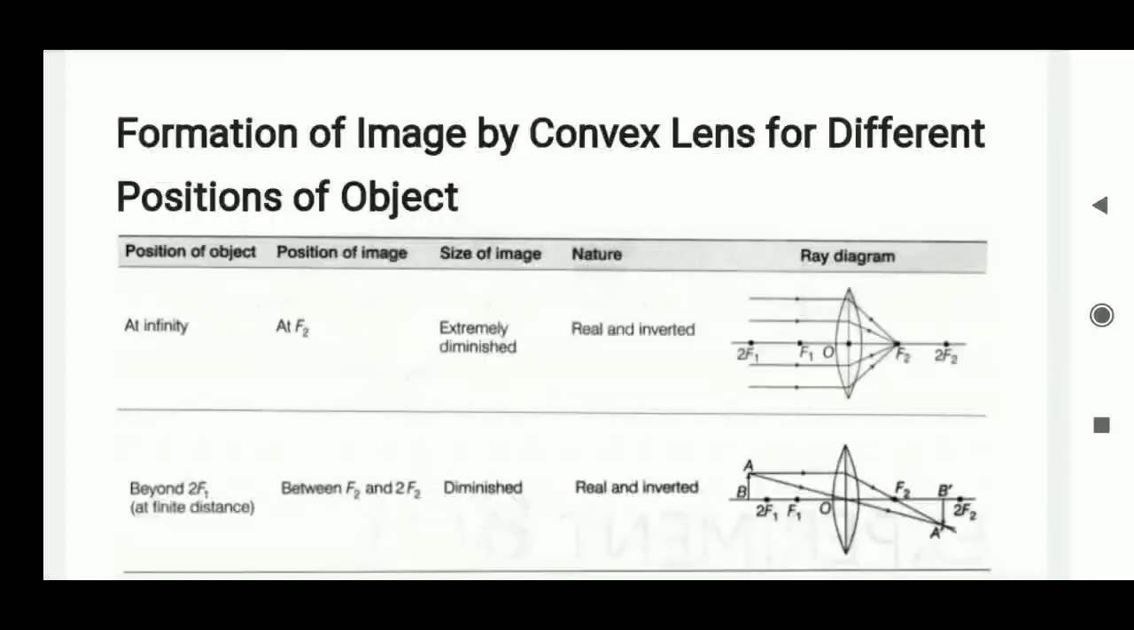Suppose the object is moving from infinity towards the lens, but is still beyond 2f. Beyond 2f means here the image forms between f and 2f. So here also the object distance is more when compared to the image distance. Due to that, what do we get? Real, inverted, diminished image.